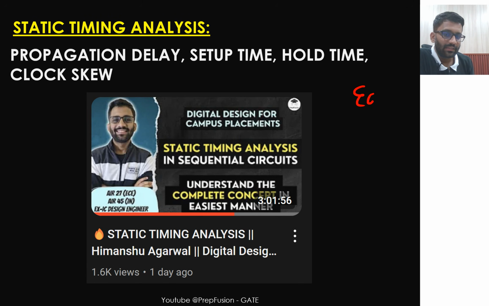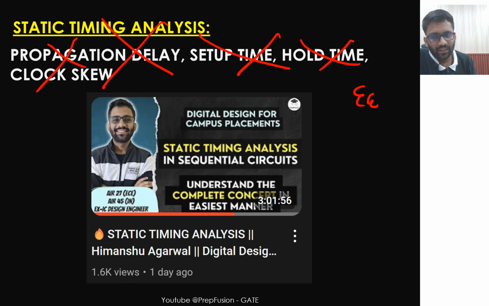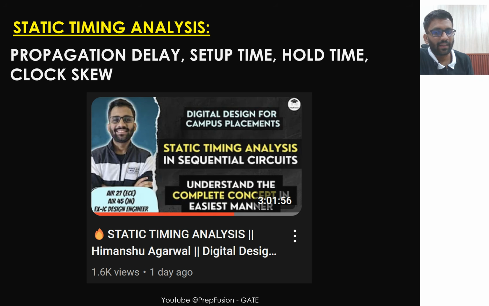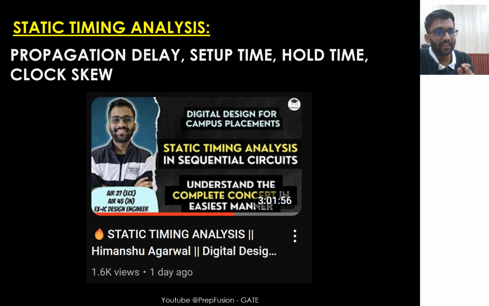So electrical guys do not need to study it. Electrical guys do not need to study it. I am saying 100% the question will not come. Electrical guys can skip static timing analysis. But EC guys and instrumentation guys should highly not skip this part.